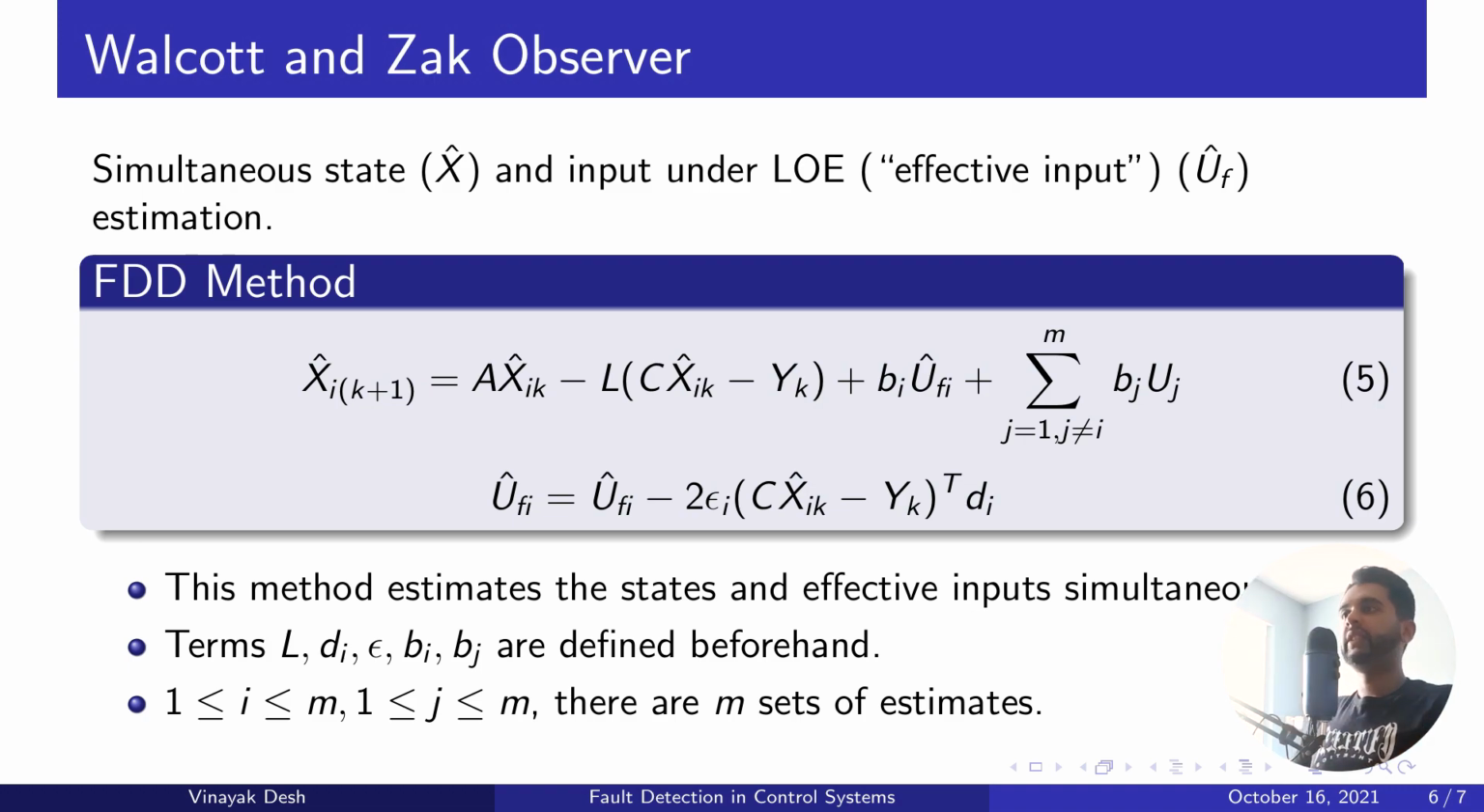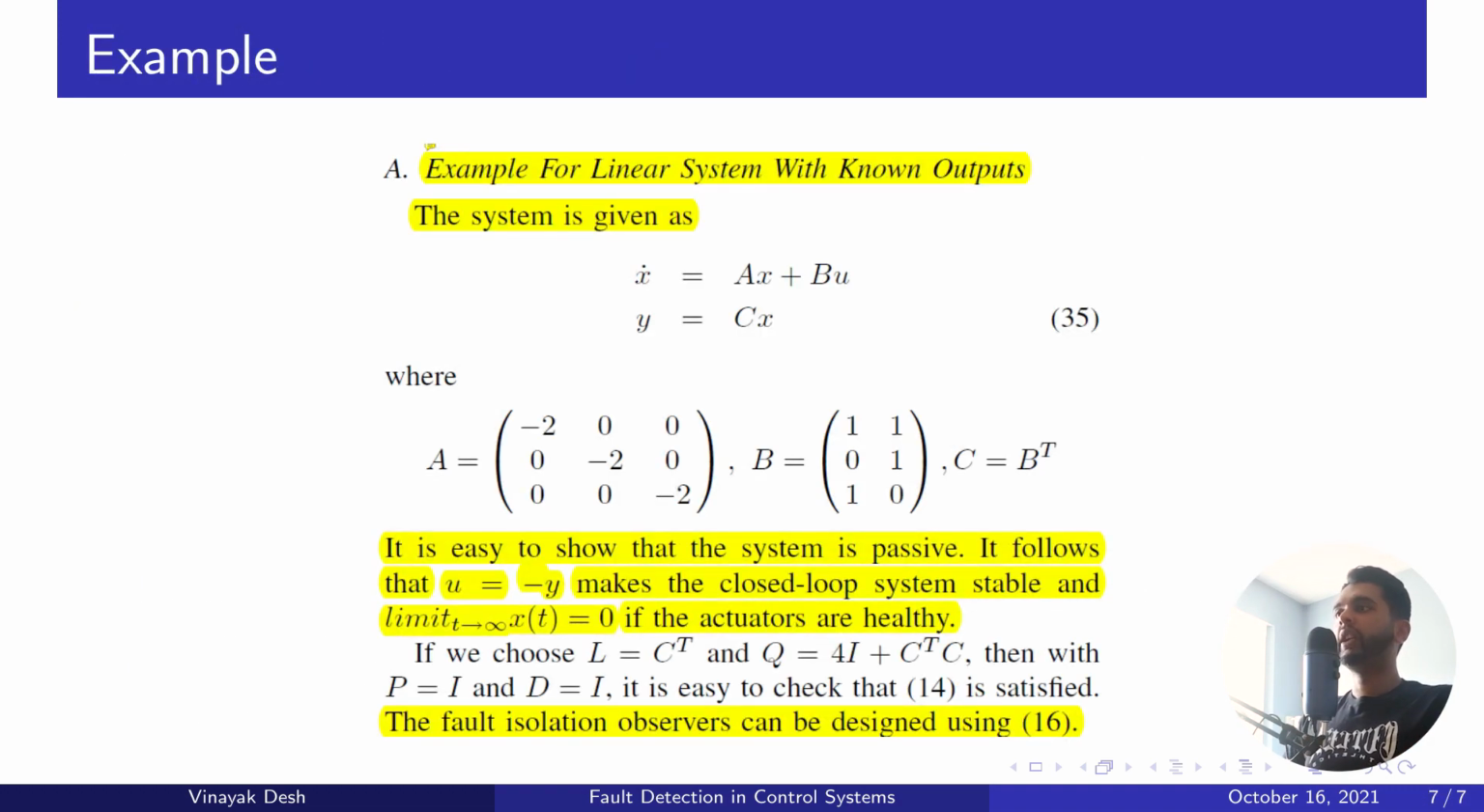So our example here can be seen. We have a very simple system. You have the matrix A, so you have 3 states and 2 inputs. So you define L and Q and P and D. So the paper defined it this way, and we'll be implementing this example in Python. So let's begin.